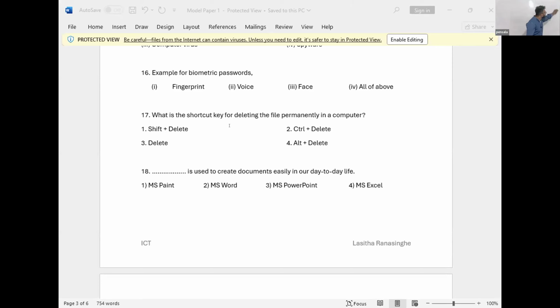In folders and files, we are at the 17th section. So in folders and files, we might need to delete, right?